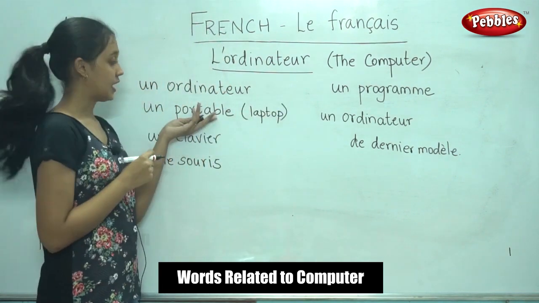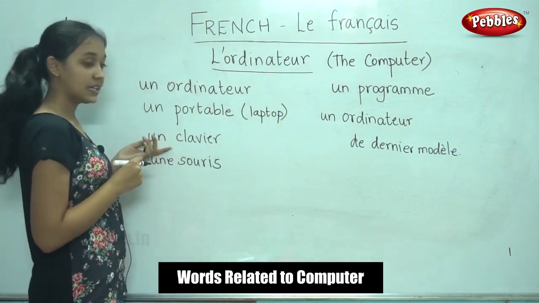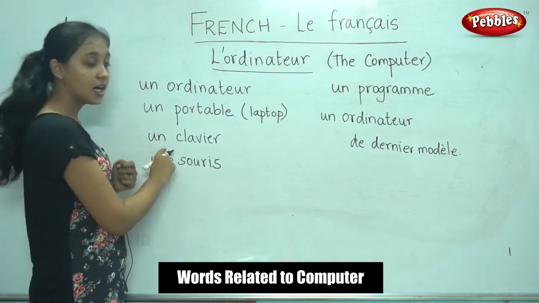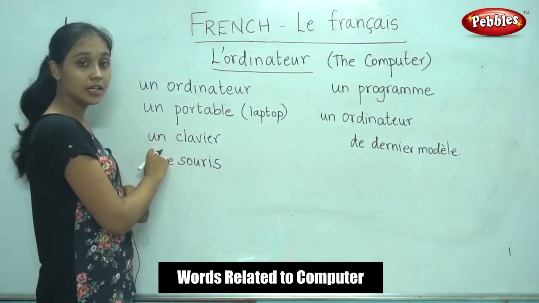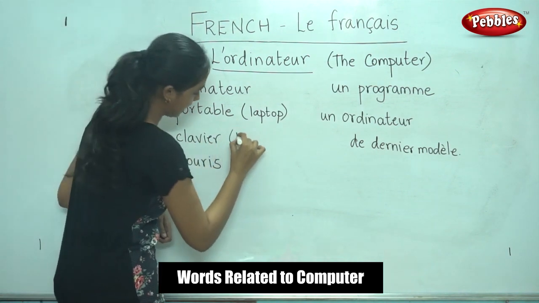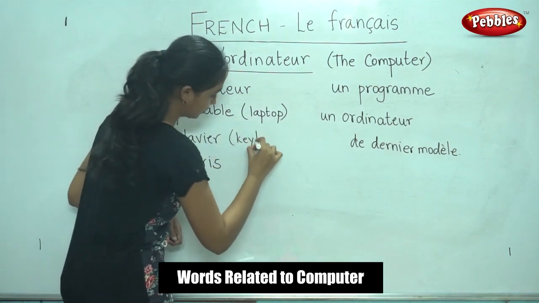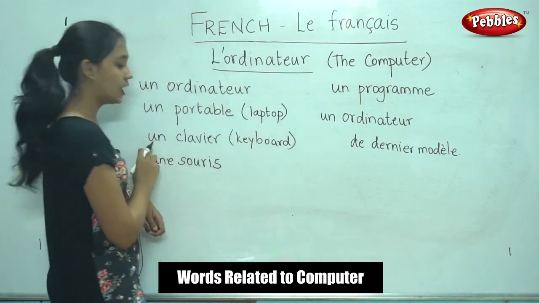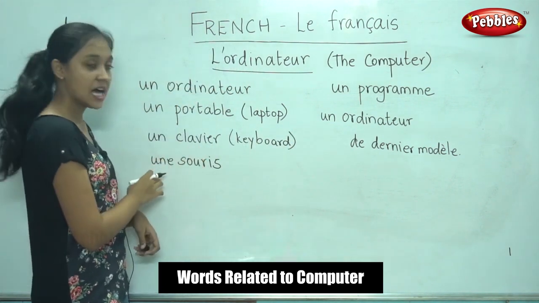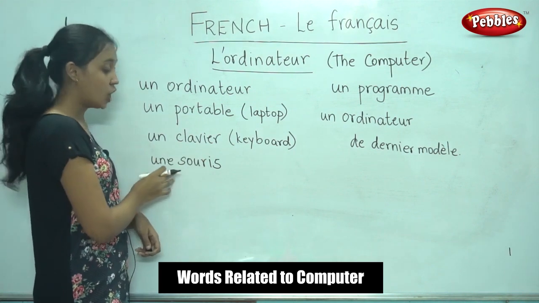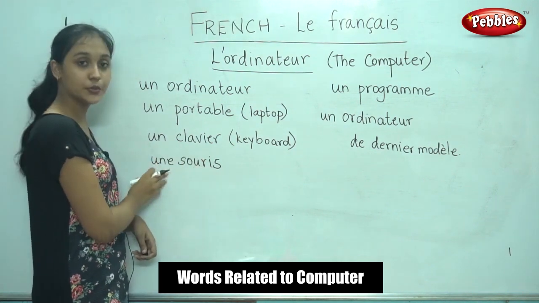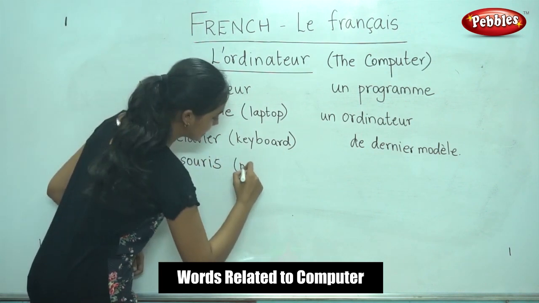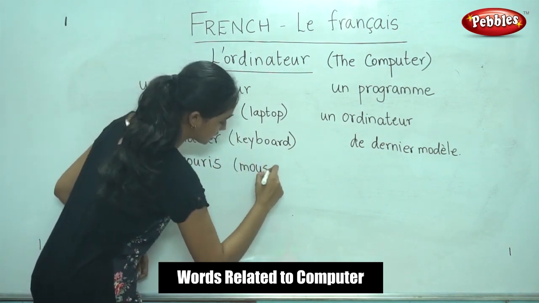Un portable. Okay. The next word is un clavier. Un clavier. It means the keyboard. The next word is une souris. Une souris. It means the mouse.